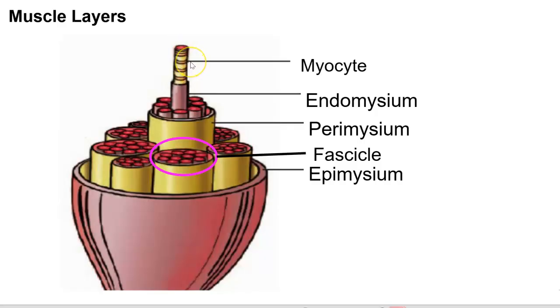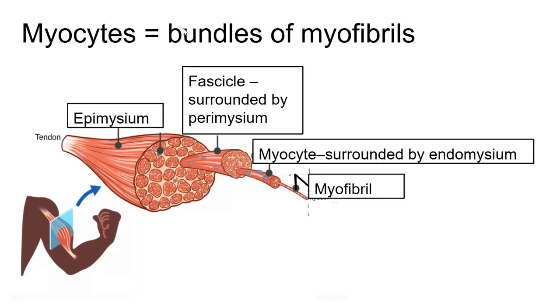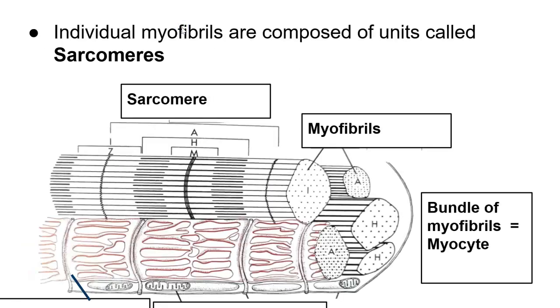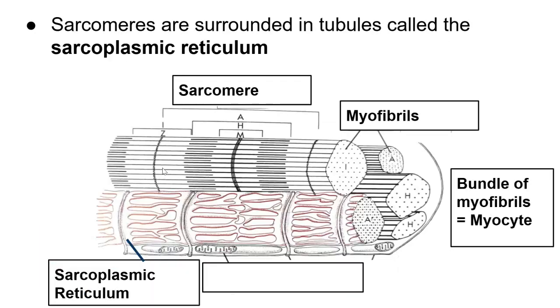The myocyte we know is made up of a bunch of these fibers, these strings called myofibrils. So we're going to the myofibril, so our myocytes are bundles of myofibrils. Okay, so here's a bundle of myofibrils that make up a myocyte, and we're going to look at an individual segment called a sarcomere.